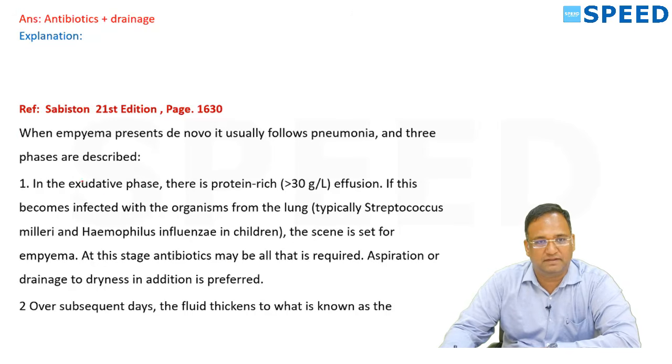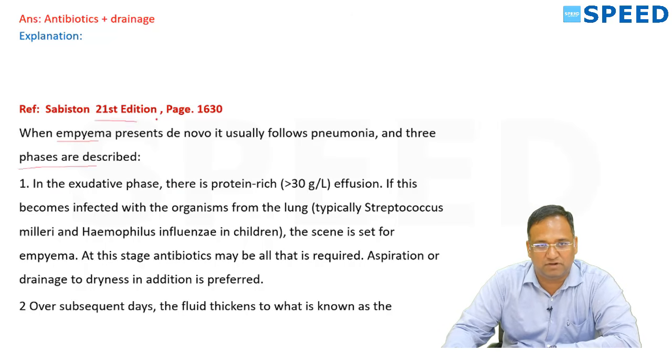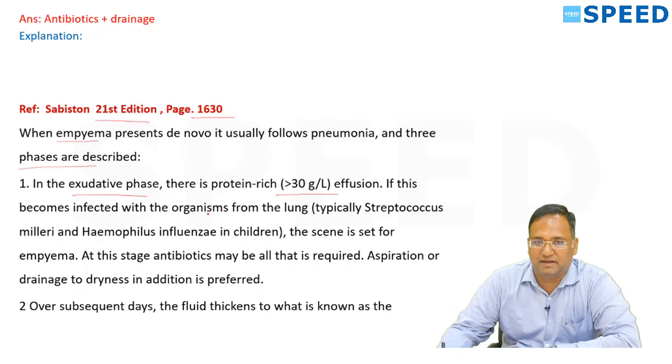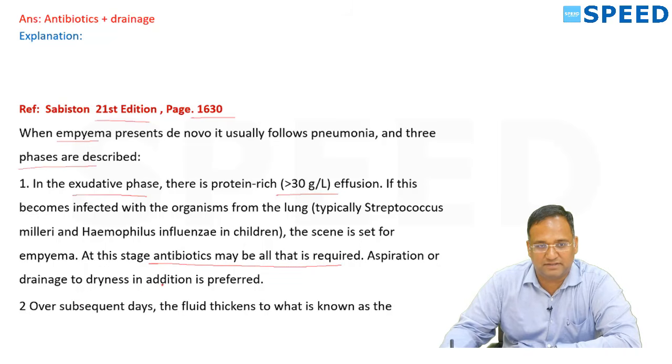Once again, I am sorry, the slide changed. In exudative phase, so there are 3 phases of empyema. I am sorry, Sabiston 21st edition, page number 1630. And exudative phase, this is a protein rich effusion of more than 30 gram per liter. If this becomes infected, the organisms from the lung are typically streptococcus, and haemophilus in children, and the scene is set for empyema, and at this stage antibiotics may be required. Aspiration or drainage is preferred.